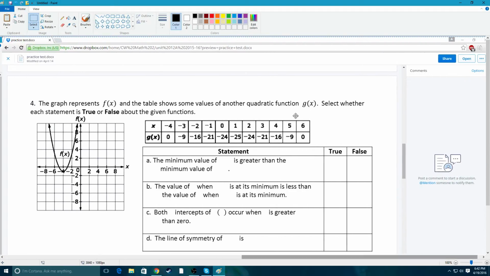Okay, for number 4, it's really important to notice that these are two functions, two different functions. This is f of x, and this is g of x. G of x, this table, is not at all related to this graph. Not related. So that means we're comparing the two.